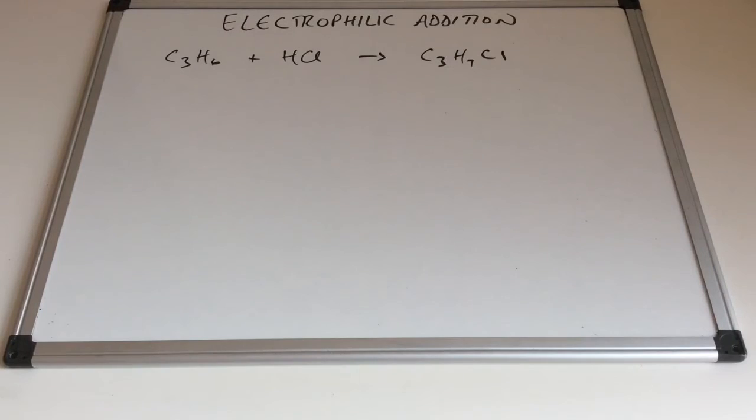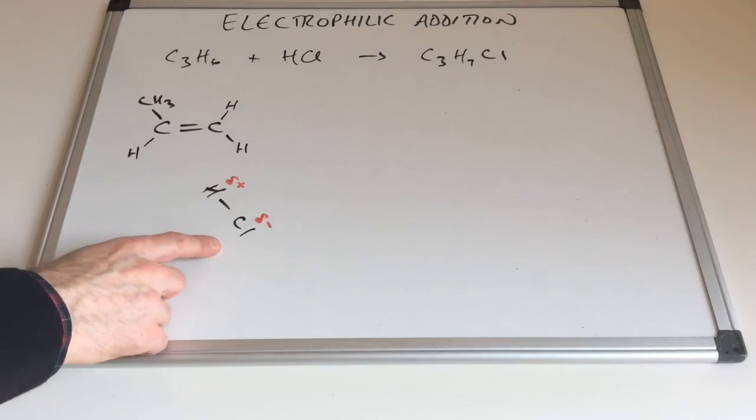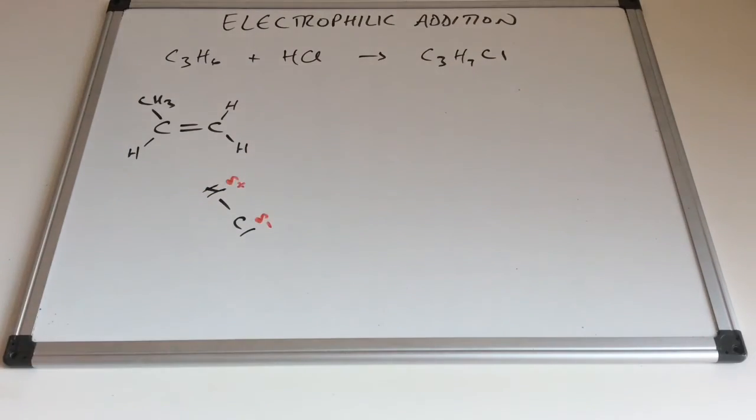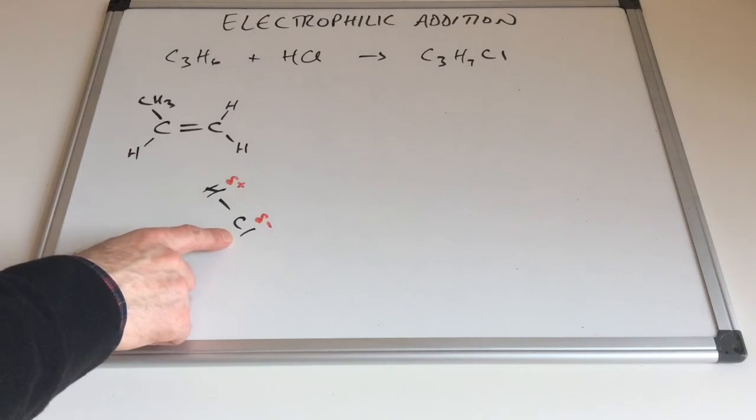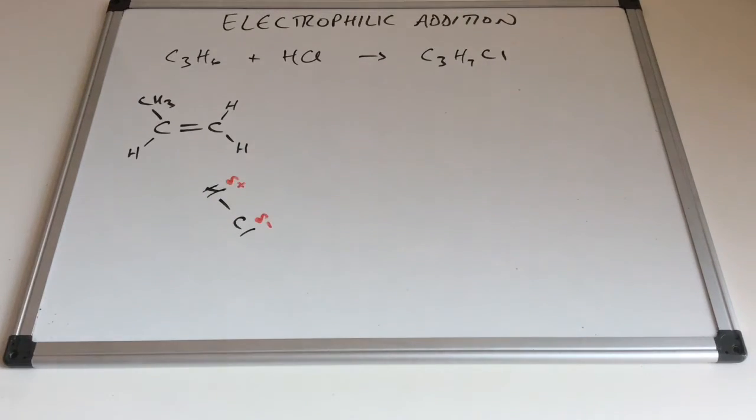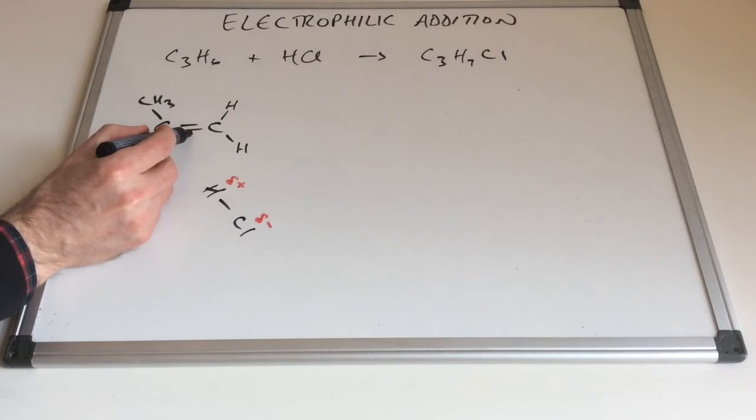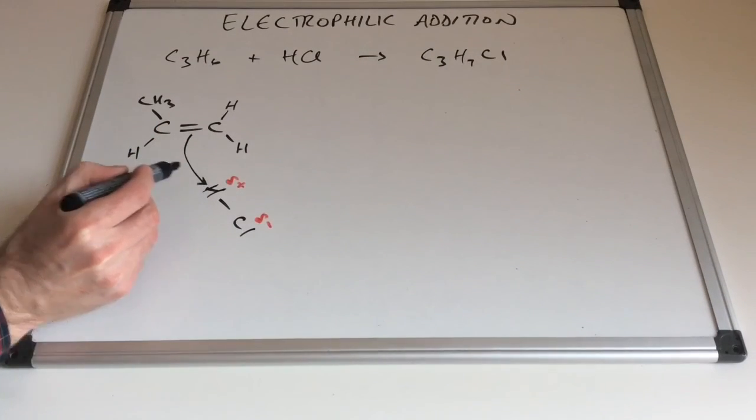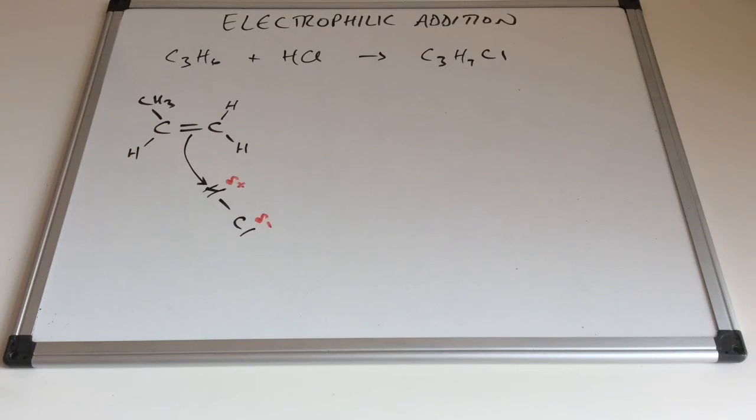The example we'll use for electrophilic addition is this reaction here. So that's propene with hydrogen chloride to make chloropropane. So there's the propene molecule and the hydrogen chloride. You can see I've put the dipole on the hydrogen chloride. Chlorine's more electronegative than hydrogen, so the dipole's this way around. So what's going to happen? The pi electron pair from the double bond comes out and is attracted towards the slightly positive hydrogen.